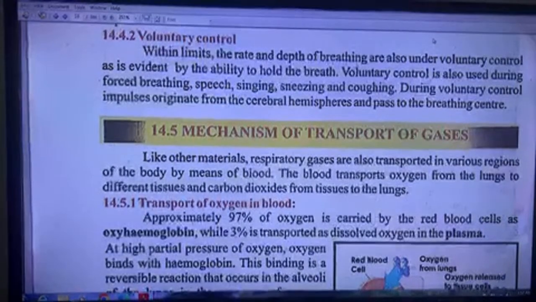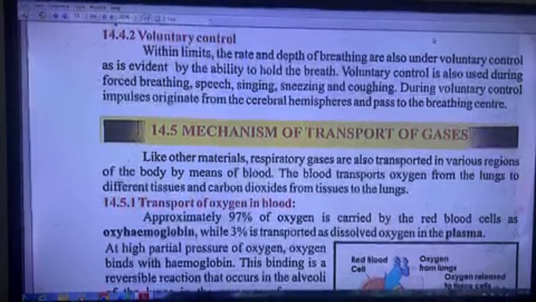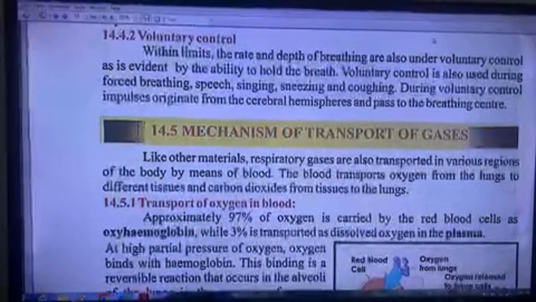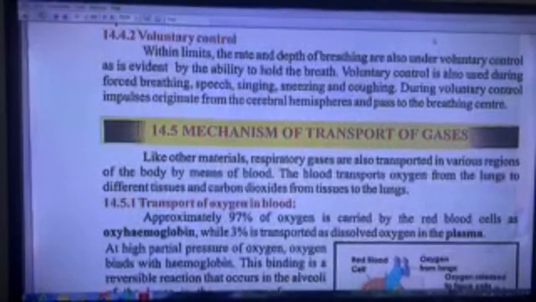Mechanism of transport of gases. Like other materials, respiratory gases are also transported in various regions of the body by means of blood. The blood transports oxygen from the lungs to different tissues and carbon dioxide from tissues to the lungs. Transport of oxygen in blood.